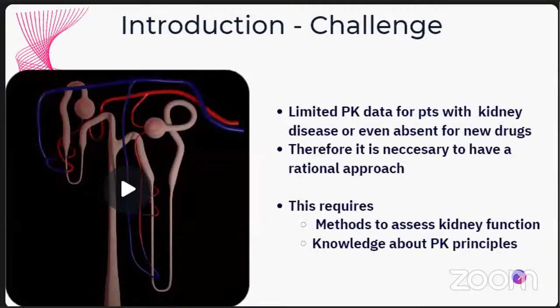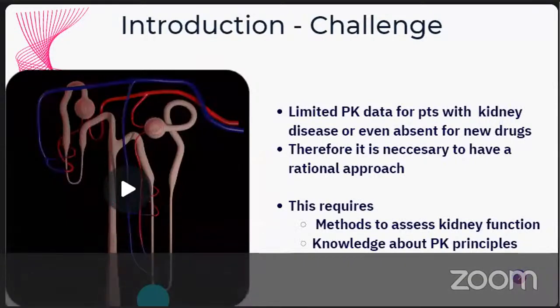The challenge is that there is limited pharmacokinetic data available for patients with kidney disease. Even for newer drugs, there is not much pharmacokinetic data published. In fact, the FDA does not even ask for pharmacokinetic data on dialysis patients or patients with kidney disease before approving a drug. So this requires some basic knowledge about the pharmacokinetic principles of the drug and some methods to assess kidney function.